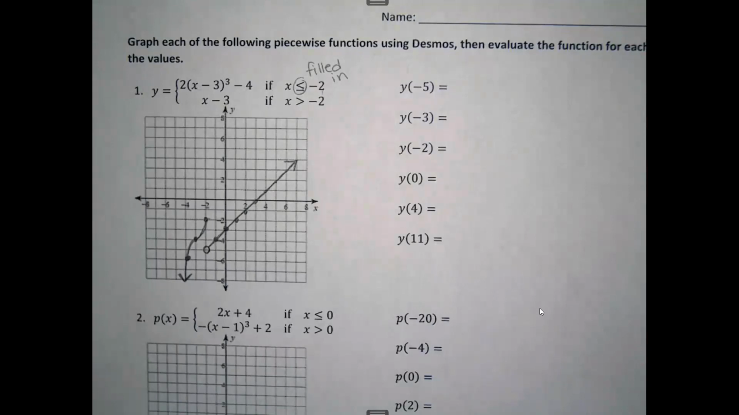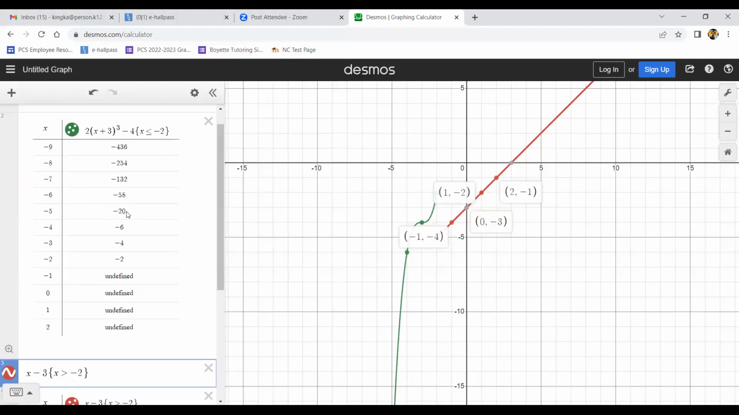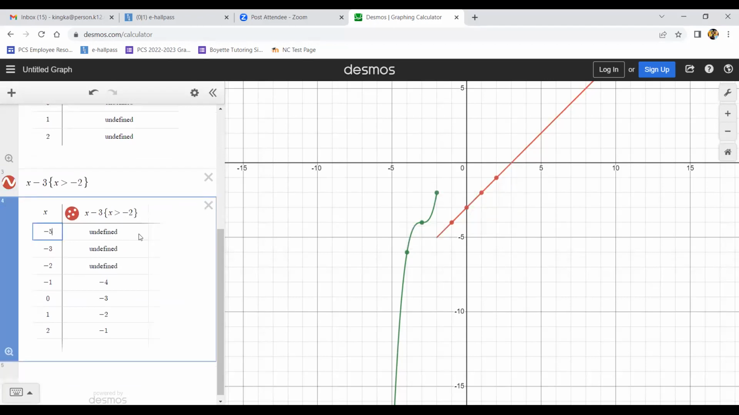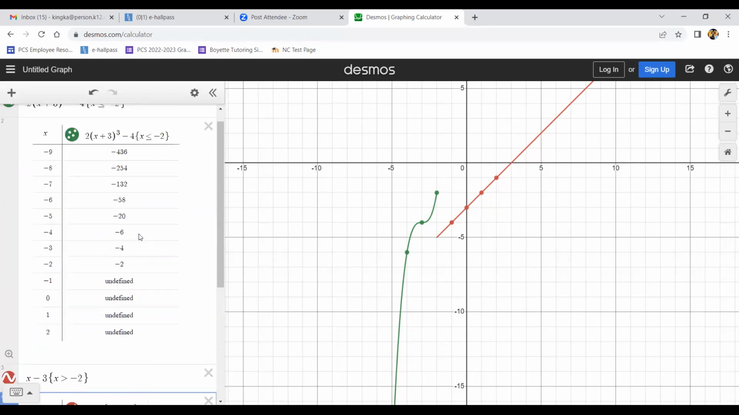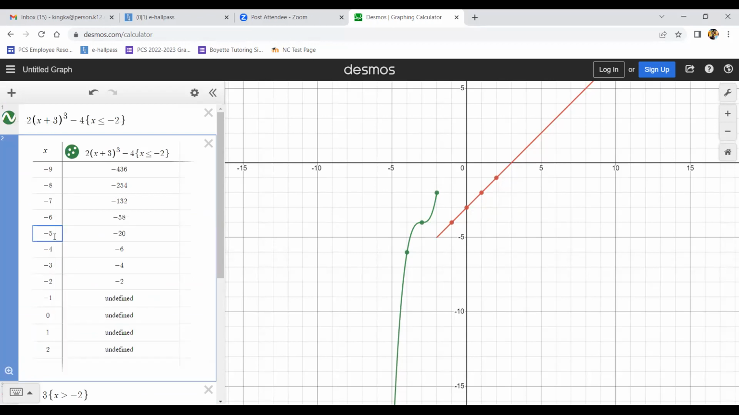Okay, so if we look at Desmos, the first one says plug in -5. -5 here has an answer. It says -20. If I were to plug in -5 to this one, it would say undefined. So you don't ever have to wonder what the right answer is. One of them will have an answer. One of them will say undefined. Okay, so for number one, if you want to know what you get when you plug in -5, the answer is -20.